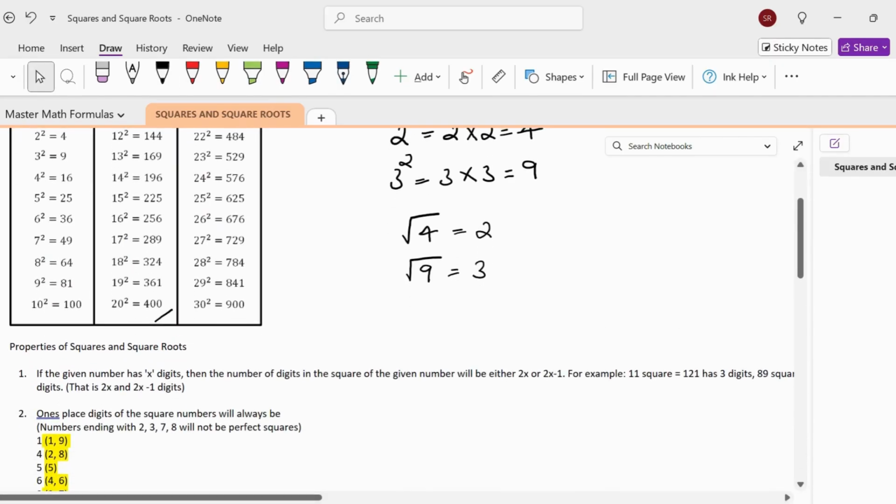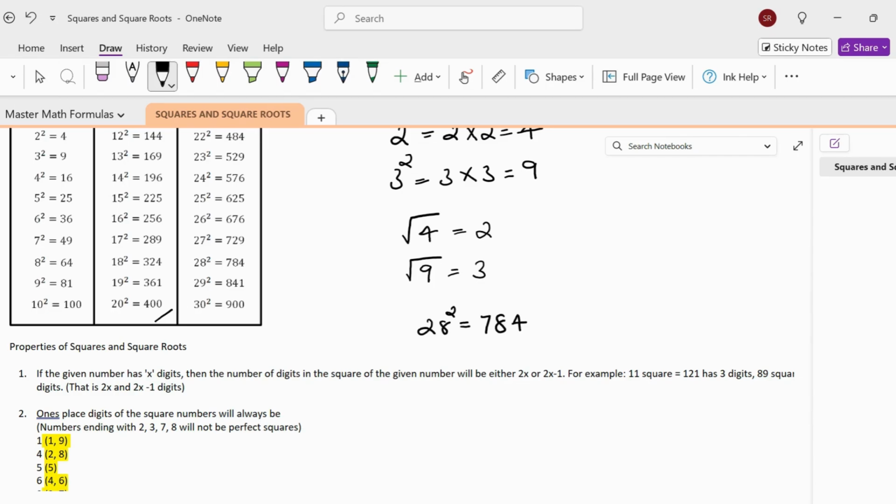Now the first property of squares and square roots is to do with the number of digits in the number. For example, if we take the number 28, 28 square is 784. The number of digits in the original number is 2 and the number of digits in the square of the number is 3. And if you take say 99, 99 square is 9801. Now again the original number has 2 digits whereas the square number has 4 digits.